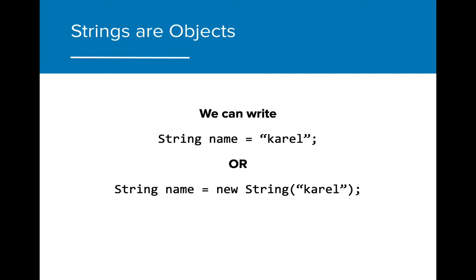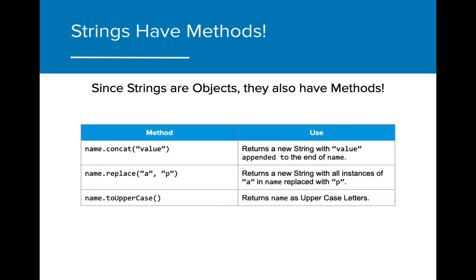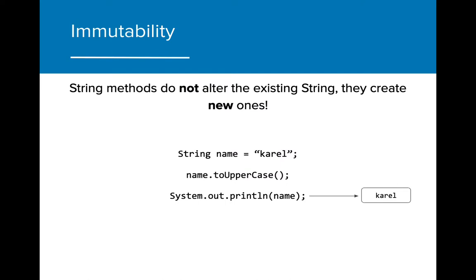Since strings are objects, we can actually write them with an official constructor as well. While both of these create string objects, there are subtle differences between them that we will discuss in the next lesson. Since strings are objects, they also have a set of methods that are associated with them. Here are a couple of examples of methods that the string class has. It's important to note that string methods do not alter existing strings, but actually create new ones.